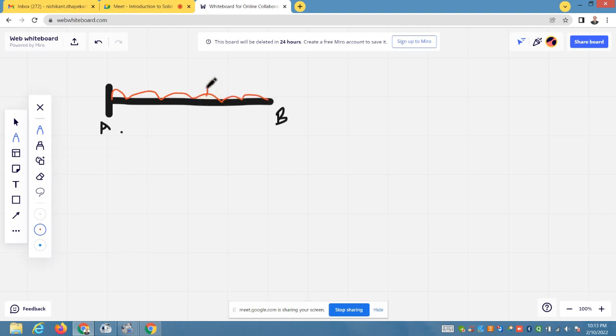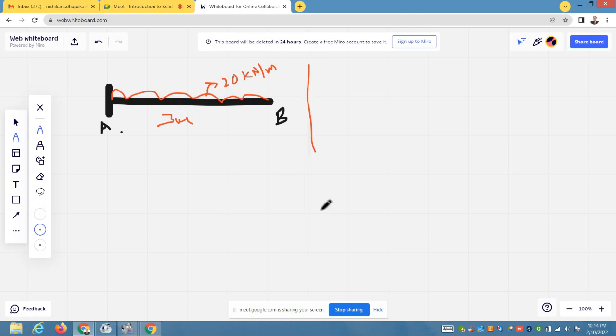Just take intensity as 20 kilonewtons per meter. In engineering mechanics, you might have studied uniformly distributed load. Uniformly distributed loads are generally expressed in load per meter length. Let us assume that the span is 3 meters, suppose 3 meters.